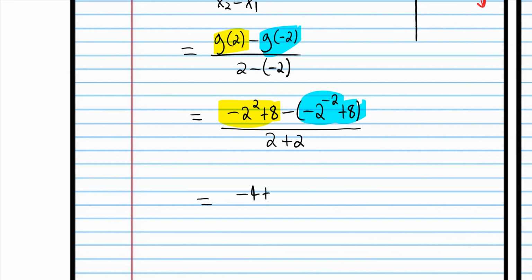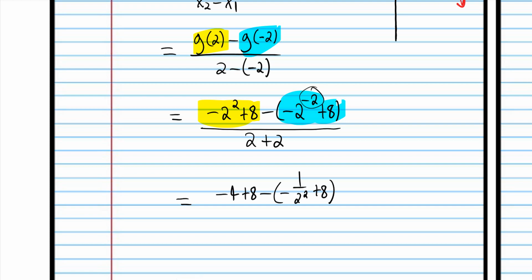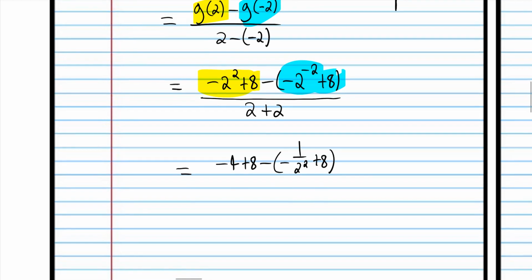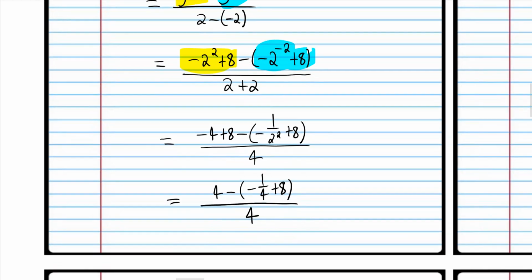So we have negative 4 plus 8 minus negative 1 over 2 to the second power plus 8. We're using exponent rule number 8. Remember, if you have a negative exponent, it goes down into the denominator. The expression goes into the denominator of a fraction. And that's all over 4. So then we have 4 minus negative 1/4 plus 8 all over 4.